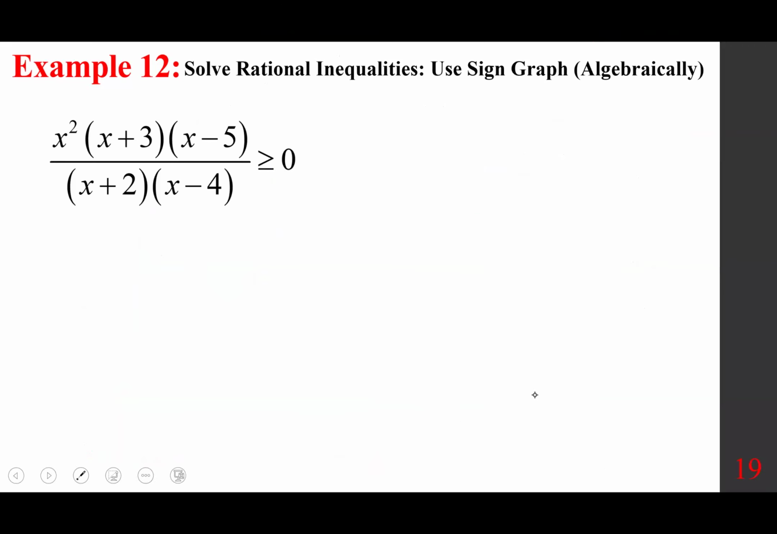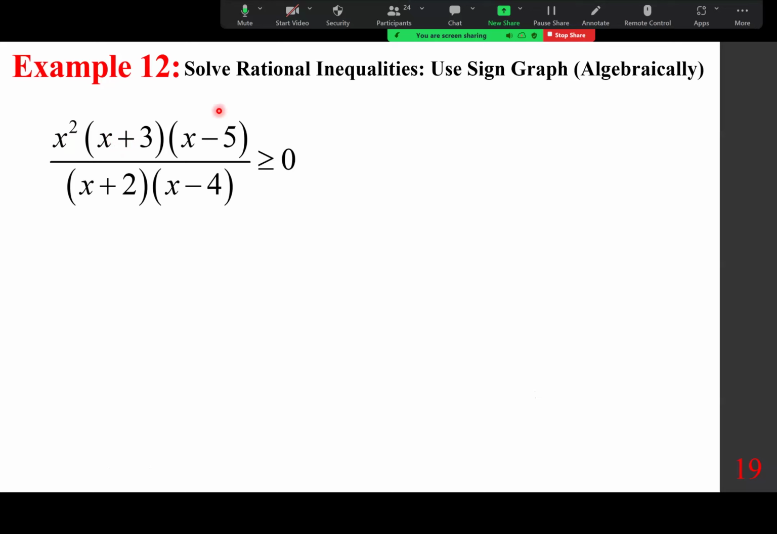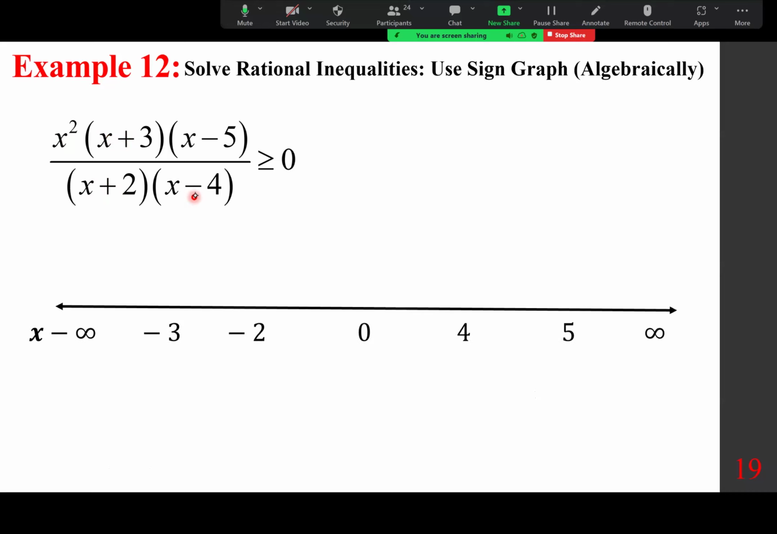Here's an example we definitely want to do with the sign graph. How does the sign graph work? Everything in the numerator and denominator you must set equal to 0. And those are important parts that give us different subintervals. So this x equals 0, this x equals -3, this x equals 5, this is x equals -2, this is x equals 4. So you have a number line, and x goes from negative to positive infinity.